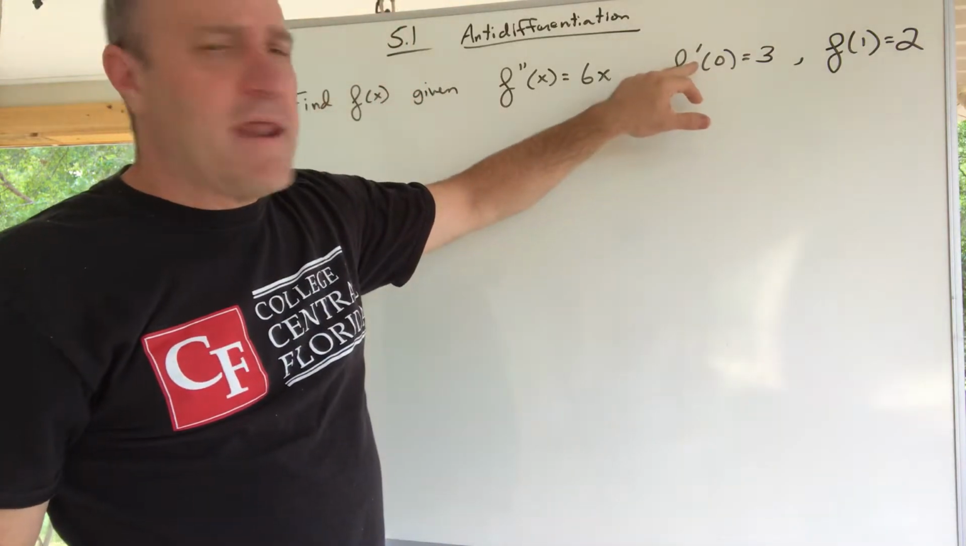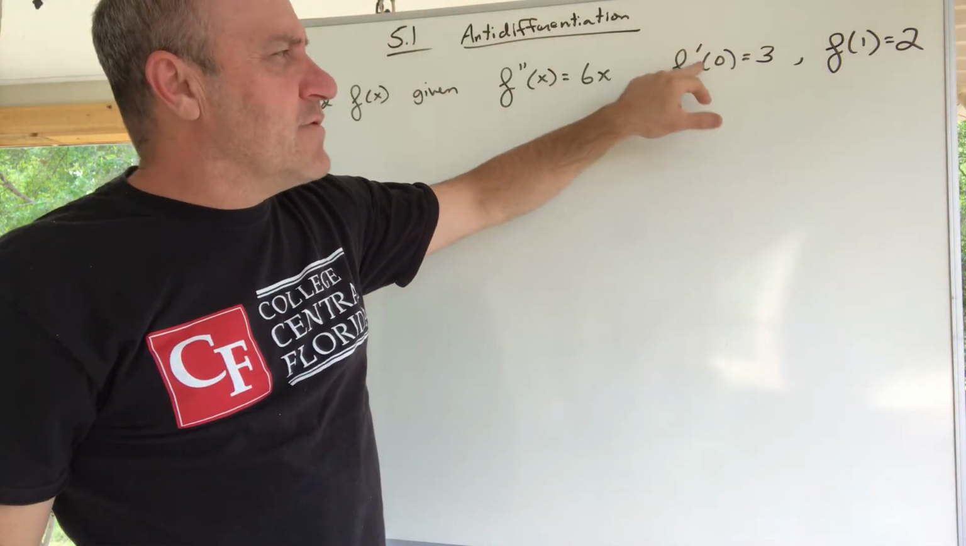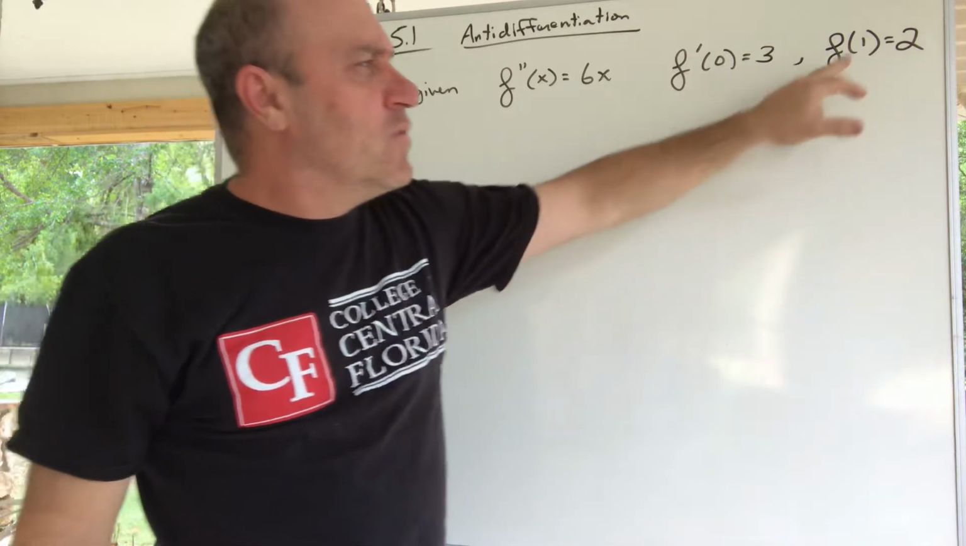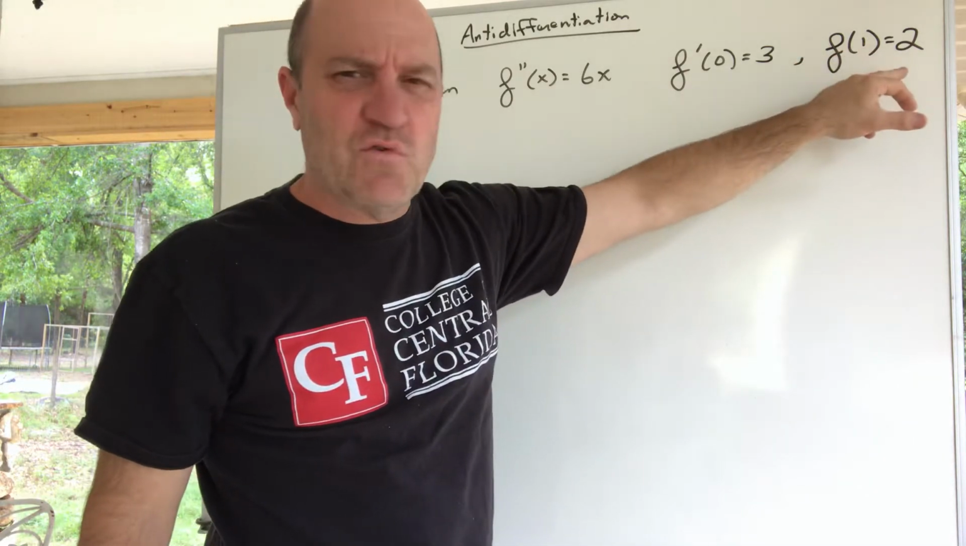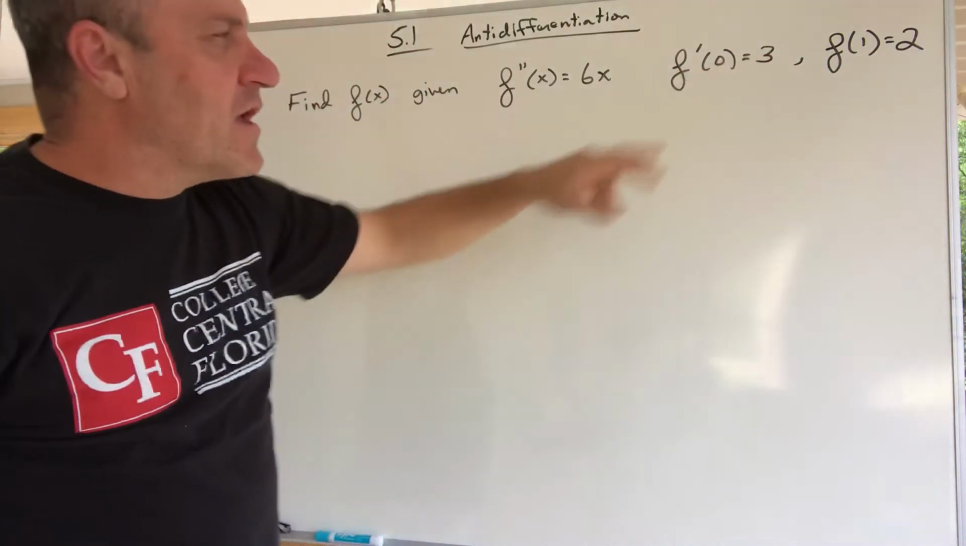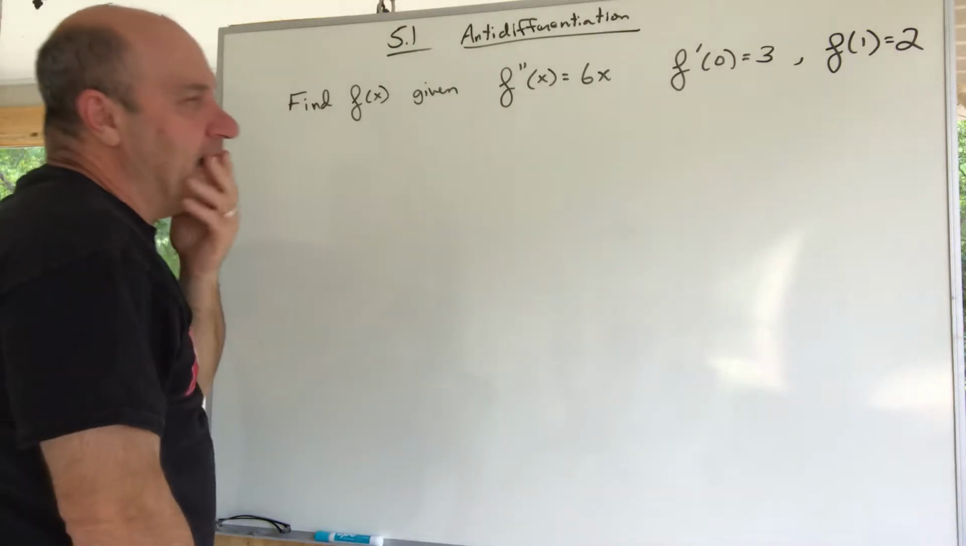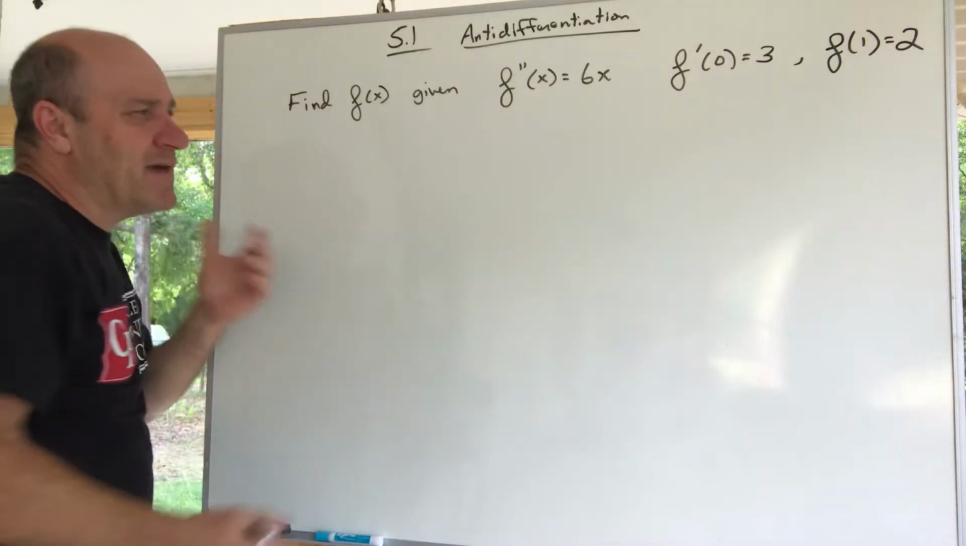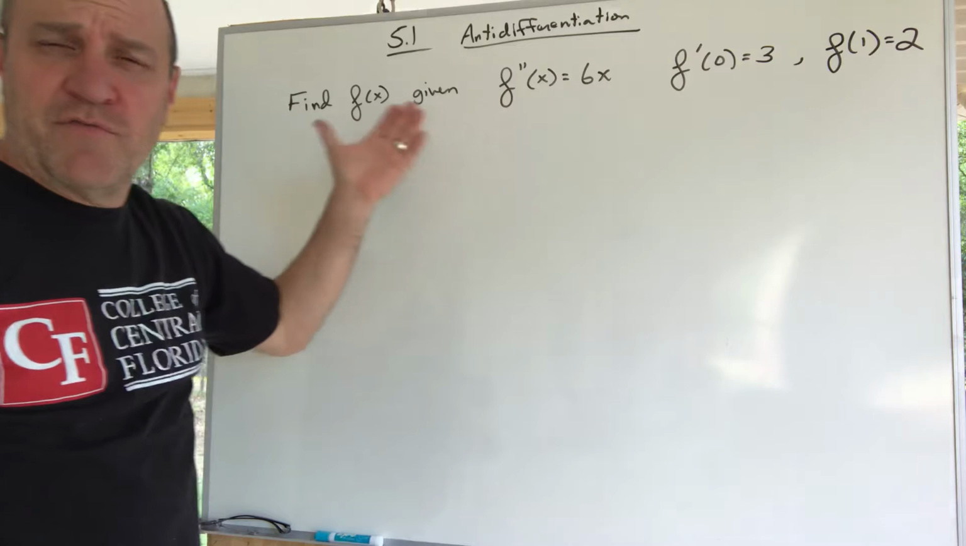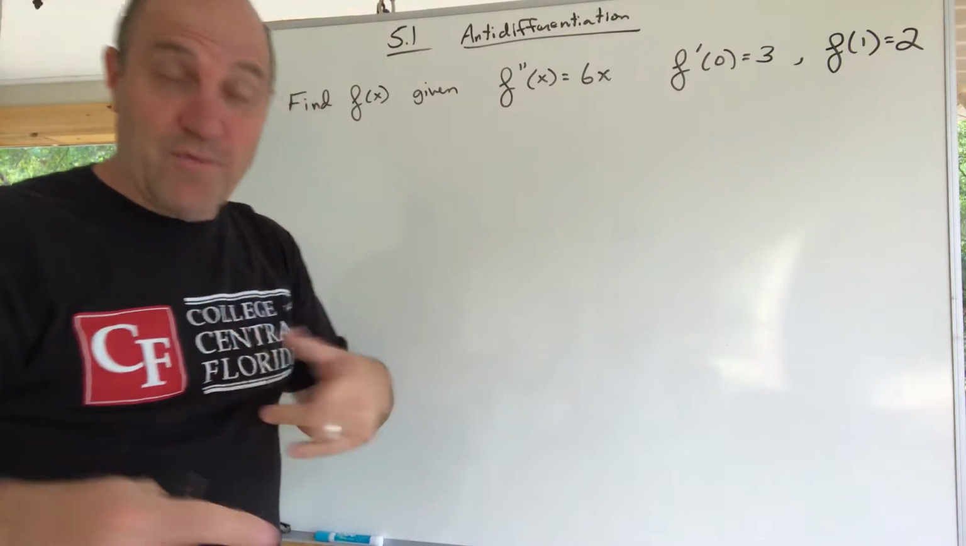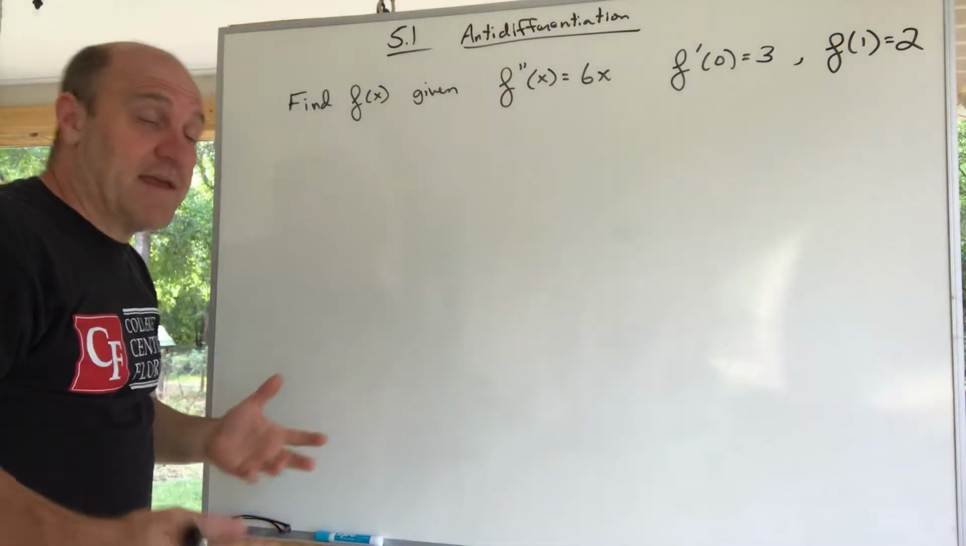They're saying when x is 0, f prime is 3. When x is 1, f is 2. So they're giving me a couple pieces of information. Let's see what we can do. So how am I going to get from the second derivative to the function? Well, you know, the new idea is integrate.